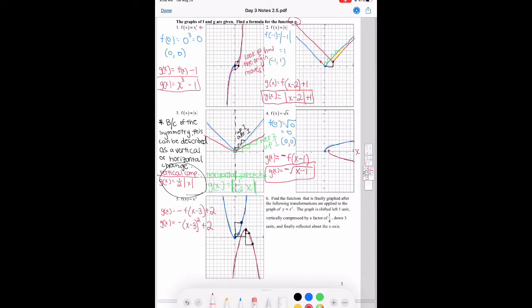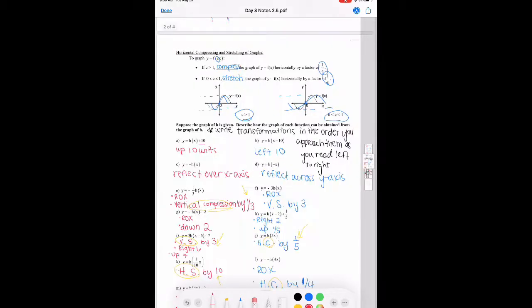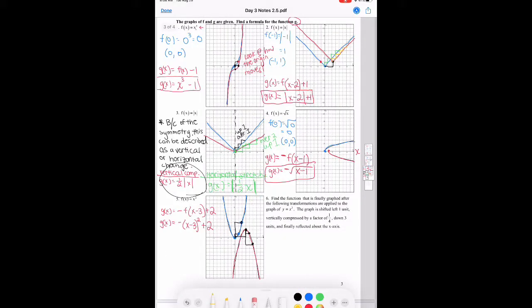All right, number 6. We want to find a function that's finally graphed after these transformations. And guys, I told you earlier, I said to write the transformations in order as you approach them. Why is that important? That's this example. We'll see why.